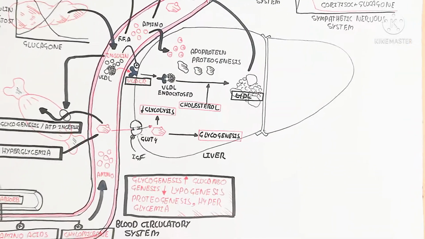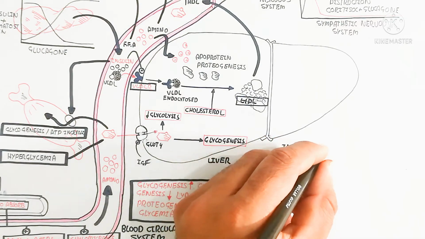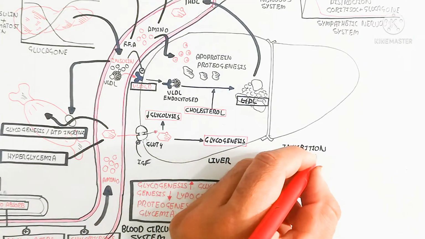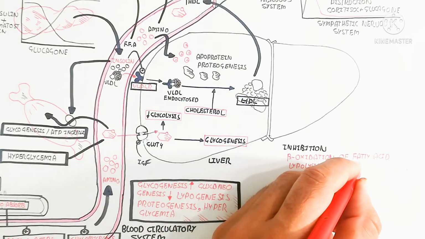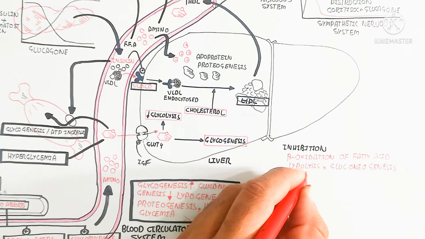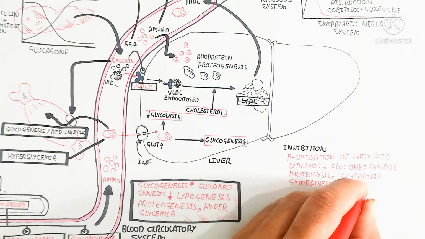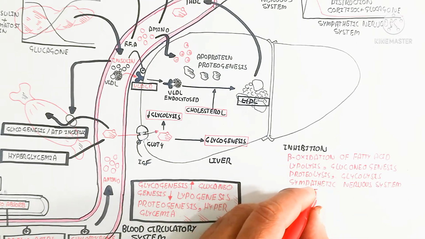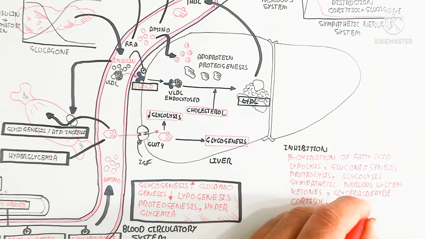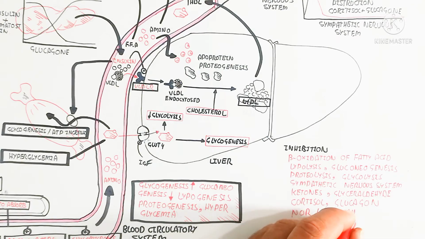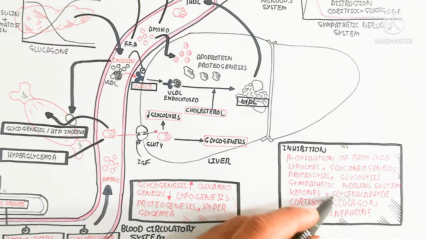So let's begin to understand the important thing, the inhibition. What is inhibited here? The beta oxidation of fatty acids, lipolysis, gluconeogenesis, proteolysis, glycolysis, the sympathetic nervous system, ketones, glyceraldehyde, and cortisol and glucagon, norepinephrine and epinephrine, which are part of the sympathetic nervous system. All of this sympathetic nervous system part will be inhibited due to the parasympathetic nervous system activation. So in this way you can see in this diagram as well.